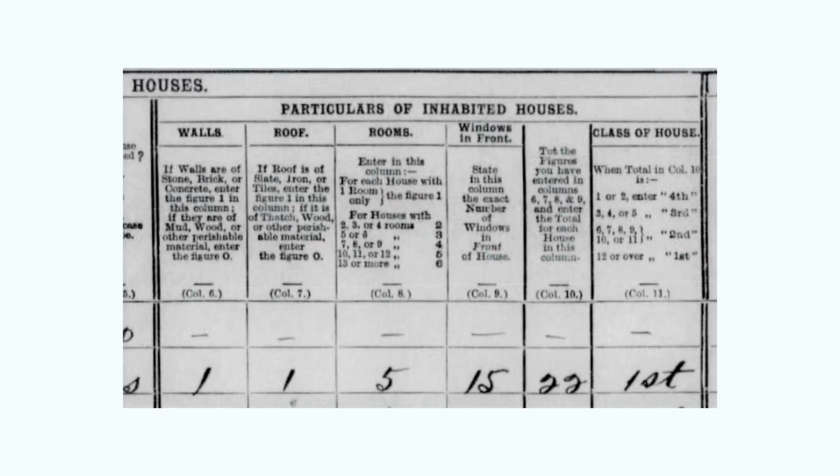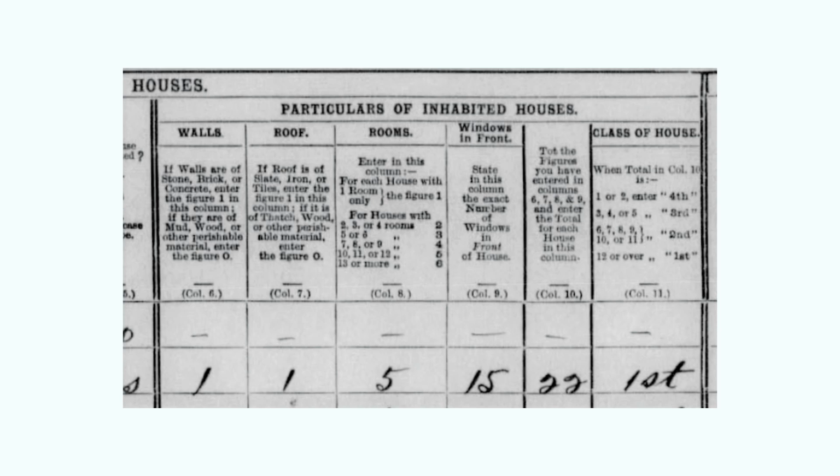The next section, on the particulars of inhabited houses, looked at several specific details of the buildings. The first column is headed Walls. If the building's walls were constructed of stone, brick or concrete, the enumerator was to enter the number 1 in this column. If they were made from mud, wood, or another perishable material, he was to enter the figure 0.